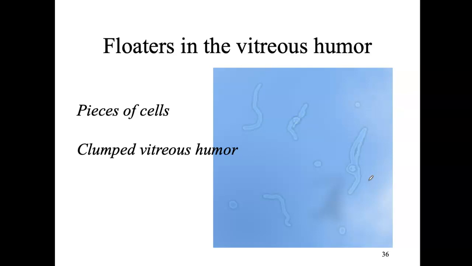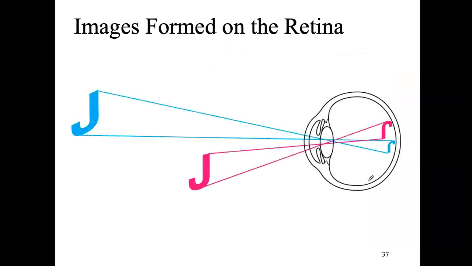So let's stop there, and then we're going to move on to how you form an image and what it means to be astigmatic and what it means to be nearsighted and farsighted.